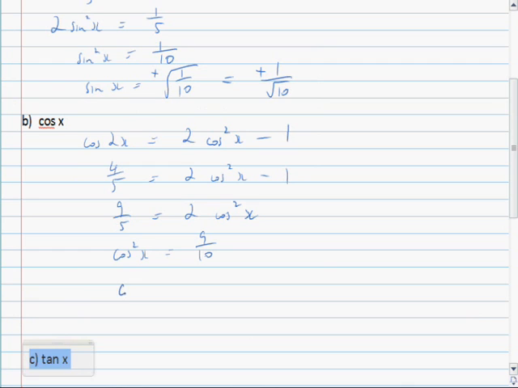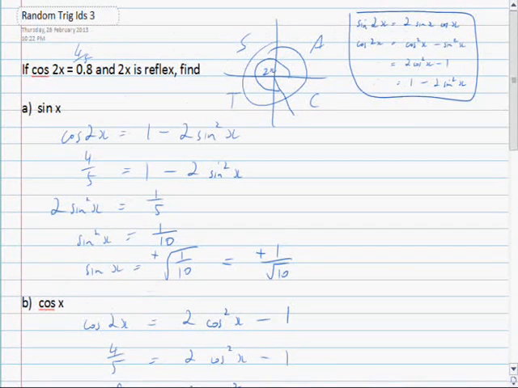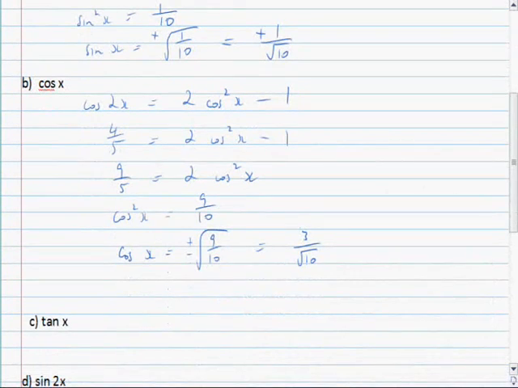Okay, so cos x is going to be plus or minus the square root of 9 over 10, which would be 3 on root 10. But is it plus or is it minus? Well, it's definitely not going to be in those two quadrants. It's probably going to be in the sine quadrant, so we'll have to say that's negative.